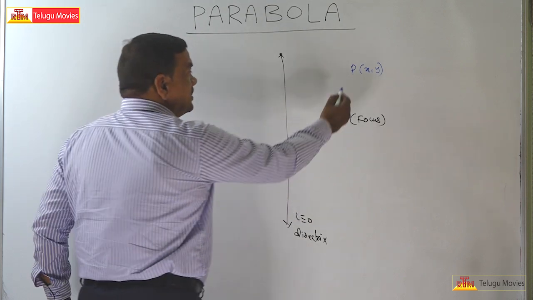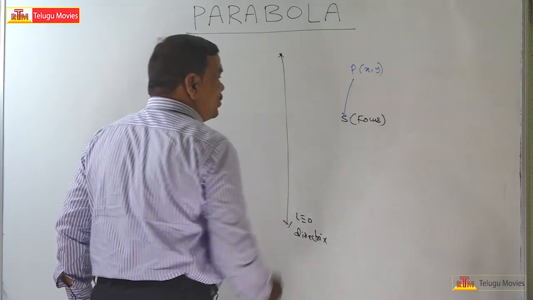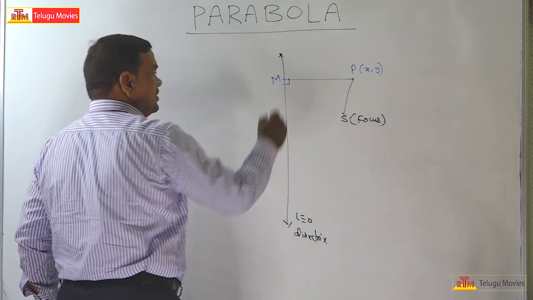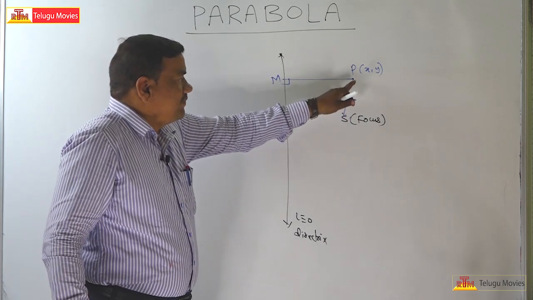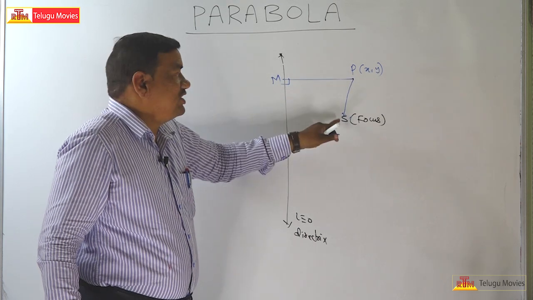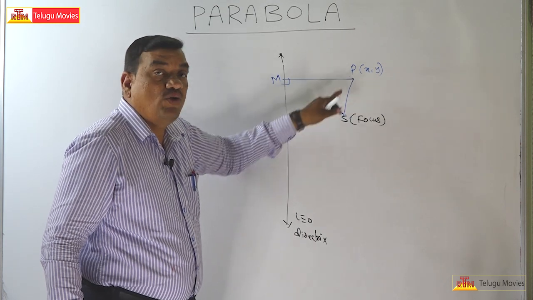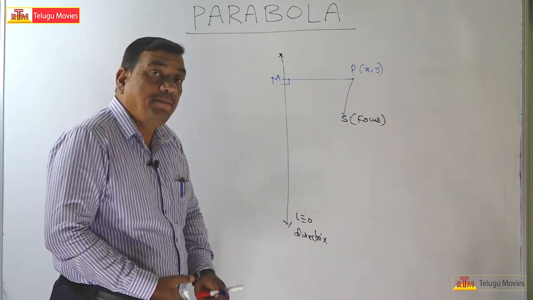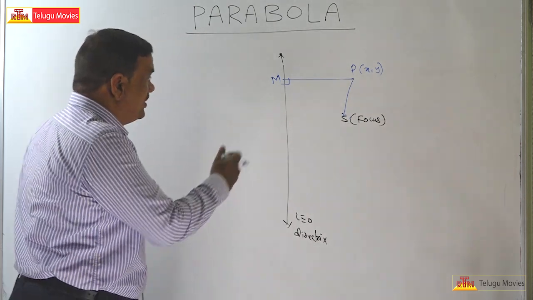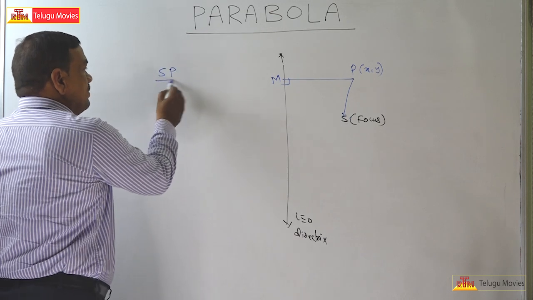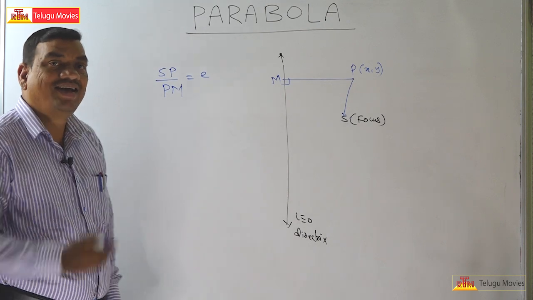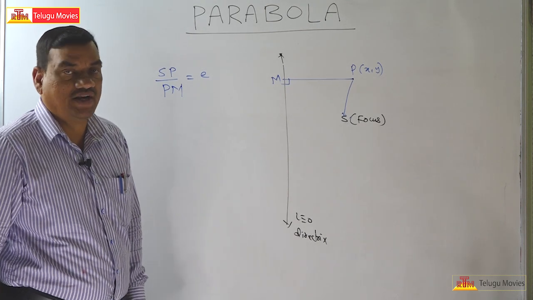The rule is the distance between S and P and the distance PM, this distance, that is SP by PM. SP is the distance between the variable point and the fixed point, that is the locus, and PM is the perpendicular distance from the point to the directrix. This is equal to SP by PM. This we call the eccentricity E.